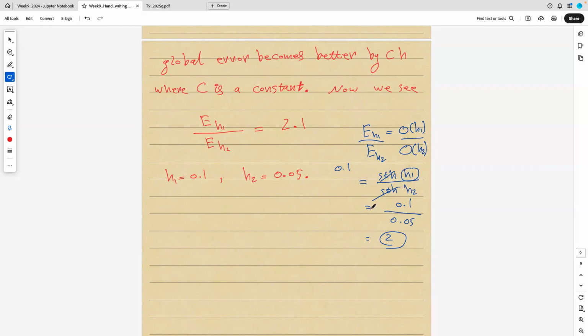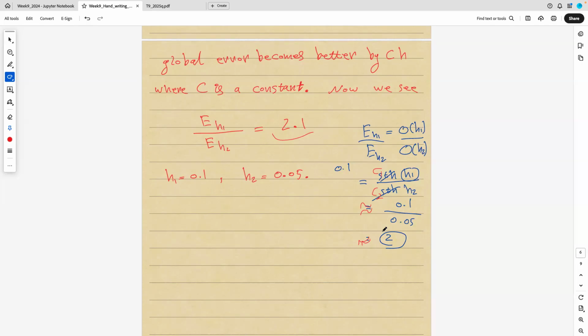So roughly speaking, we can cancel them, and 1/10 over 1/20 will be 2. But we know that C1 here and C2 here are not the same, so they are not really cancelable, but they are close to each other. That's why we get 2.1 in the numerical calculation, but in the theory we expect something like 2. So almost 2.